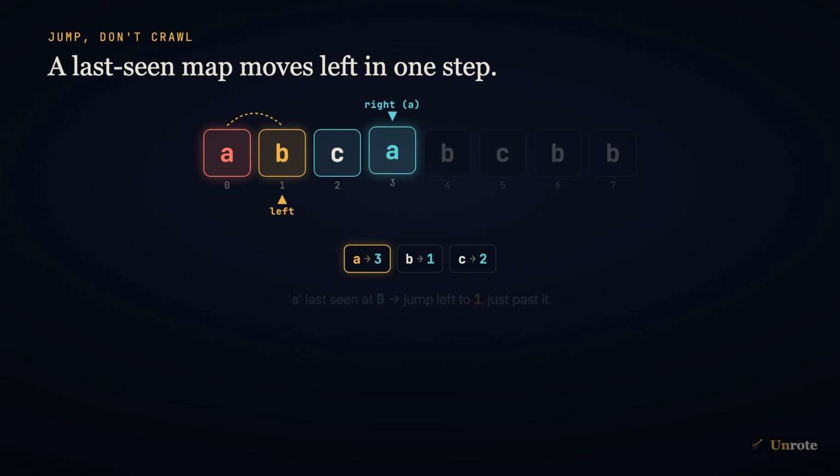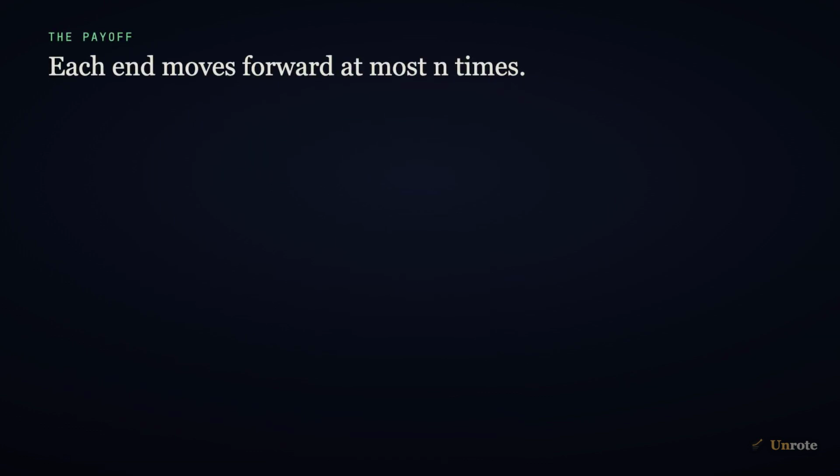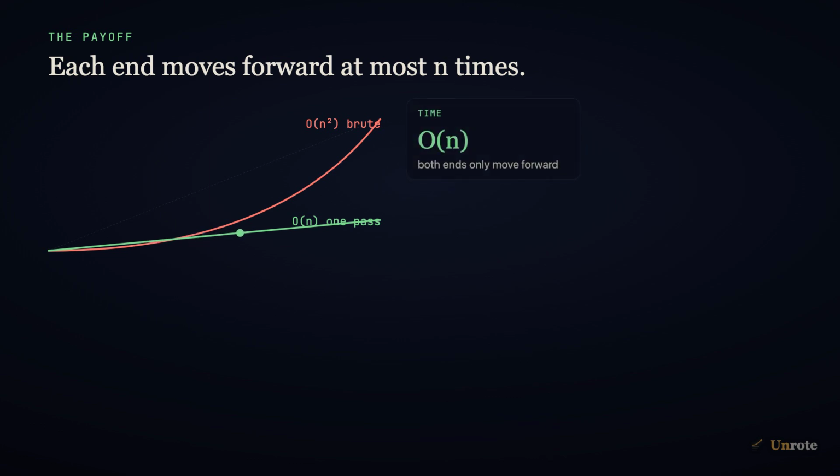You read where that character last appeared and jump the left end to just past it, in a single step. So the cost. The right end moves forward n times. The left end only ever moves forward, never back. So across the whole run, it also moves at most n times. That's linear time, order n. The map holds at most one entry per distinct character, so order k space.